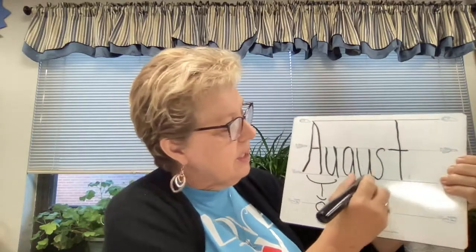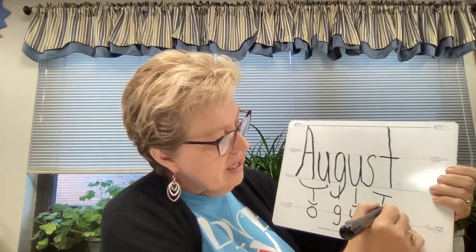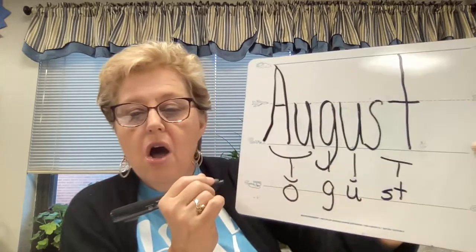All right, so let's look at this. The AU makes the sound of aw. That's actually a short O sound. Aw. Gust. You hear the G sound. Short U. St. You have ST. August.